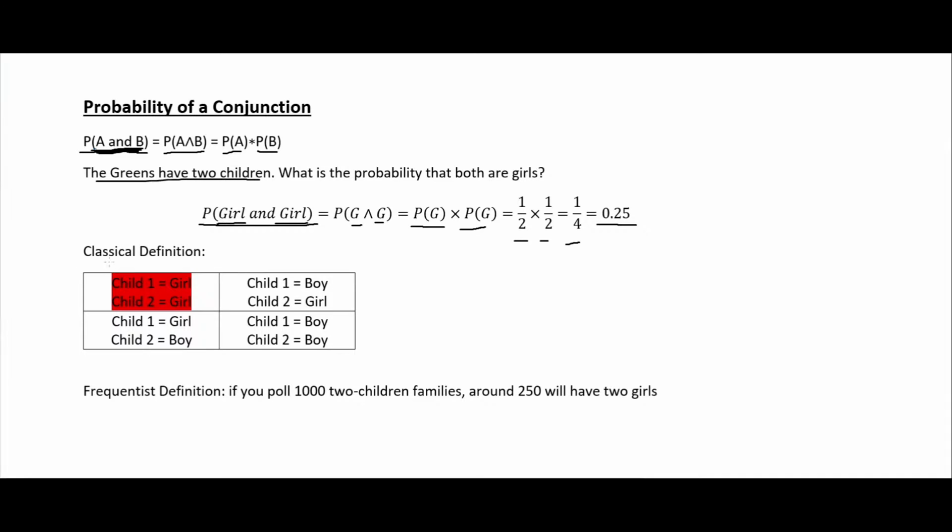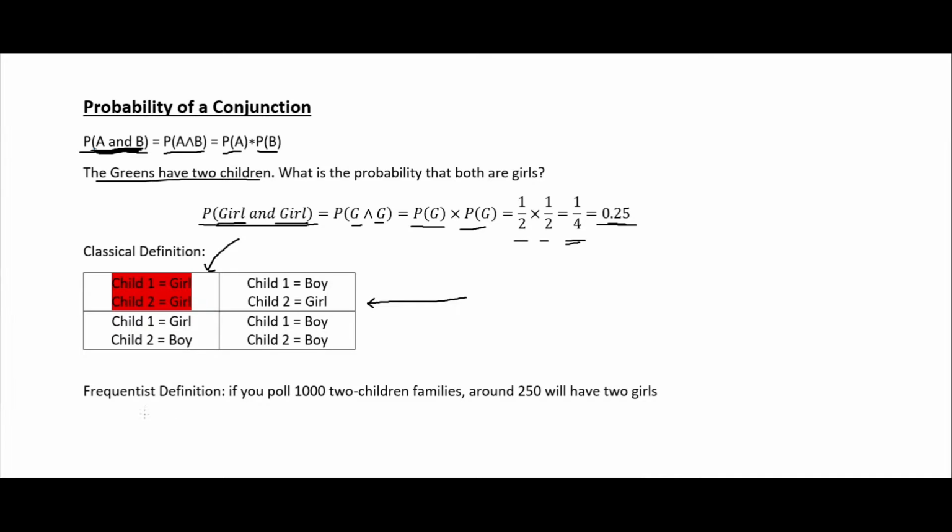And so if we want to look at it in the classical definition, we can build a table like this with all the different possibilities. So child 1 equals girl, child 2 equals girl, or child 1 equals boy, child 2 equals girl, or child 1 equals girl, child 2 equals boy, or child 1 equals boy and child 2 equals boy. And then I have highlighted here in red the one that is actual. And we see that that is just one out of these four possibilities. And so 1/4 or 0.25.